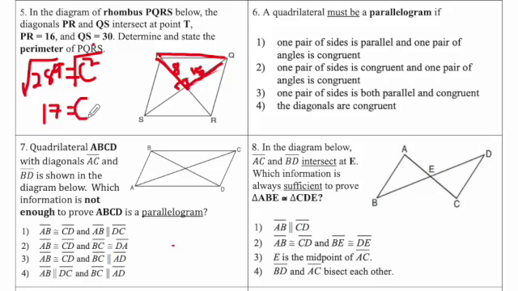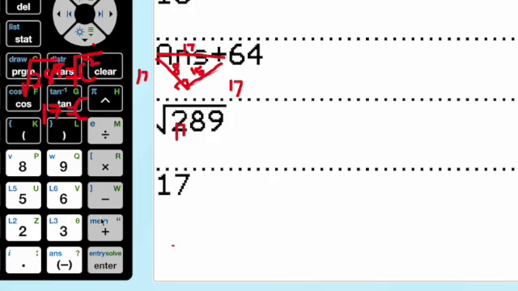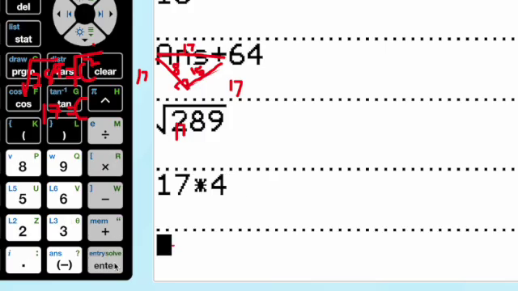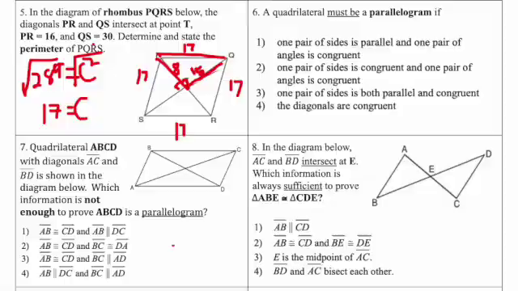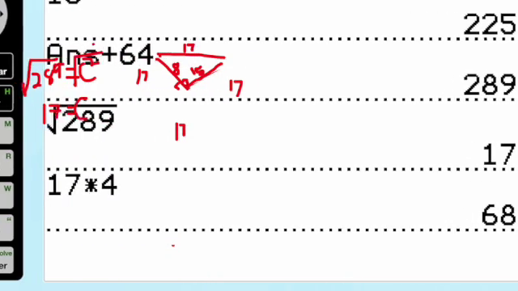Now, we are looking for the perimeter of this rhombus. All the sides of a rhombus are congruent. That's a property of a rhombus, right? So if this is 17, this is 17, this is 17, and this is 17. To find the perimeter, you could add them all up, or do 17 times 4, and that's 68.